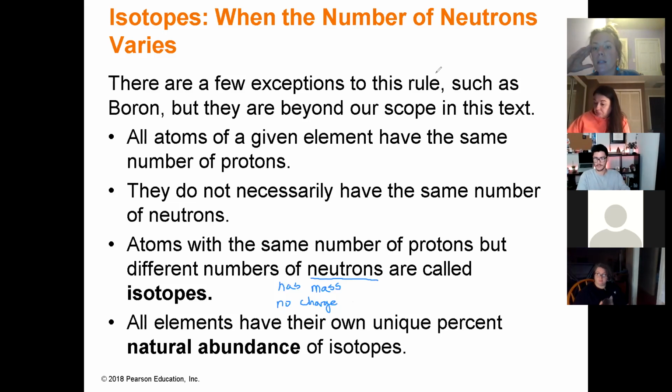So all elements have their own unique percent of what we call natural abundance of isotopes. Certain isotopes just naturally form more than other isotopes. And there are two types of isotopes. There's radioactive isotopes and stable isotopes. Radioactive isotopes are isotopes that have a certain number of neutrons that are just unstable and they want to decay or break apart. Stable isotopes are happy and they don't want to break apart.